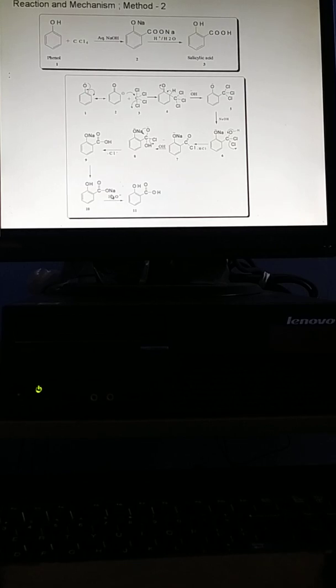So when this is subjected to acidification, we will get structure 11, that is the salicylic acid. So in this reaction, if you are using chloroform, we will get the salicylaldehyde. In case of chloroform, if you are using carbon tetrachloride, the product will be the salicylic acid.